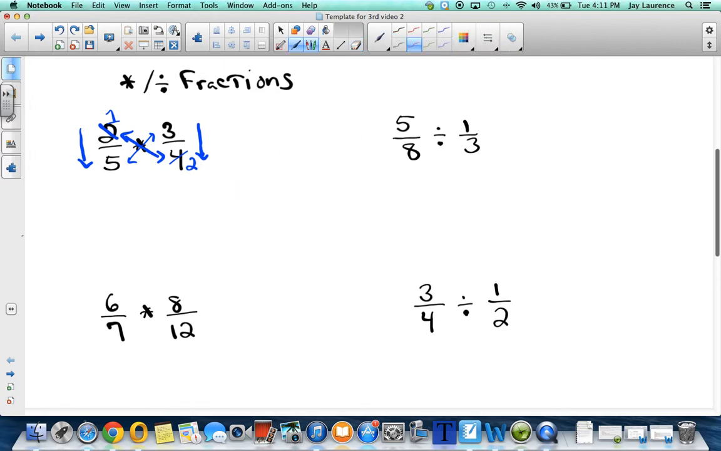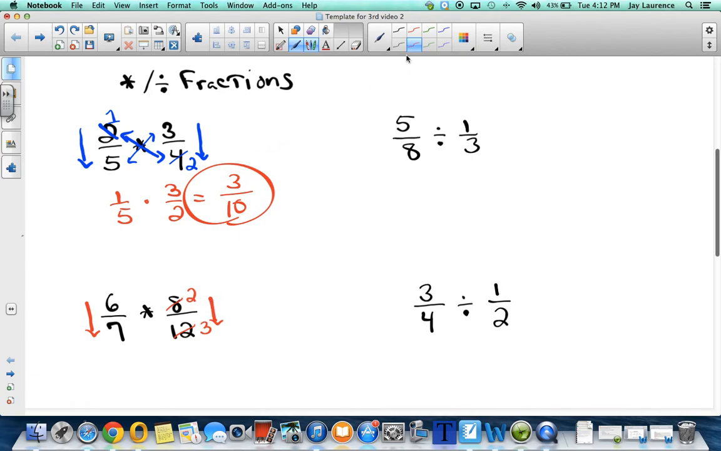So my new problem is 1/5 times 3 over 2. And I'll do 1 times 3 and get 3, 5 times 2 and get 10. Now some of you are thinking, I'm not going to do all that work. That's a lot more work. Actually, it's easier if you simplify first. Let's drop down to this one here, 6/7 times 8/12. Now this won't simplify. However, this will. 8 and 12 can both be divided by 4. So if I divide by 4, I get 2, and if I divide by 4, I get 3.